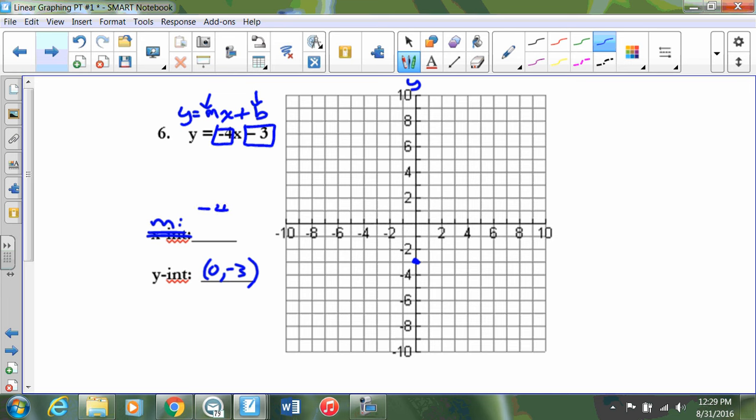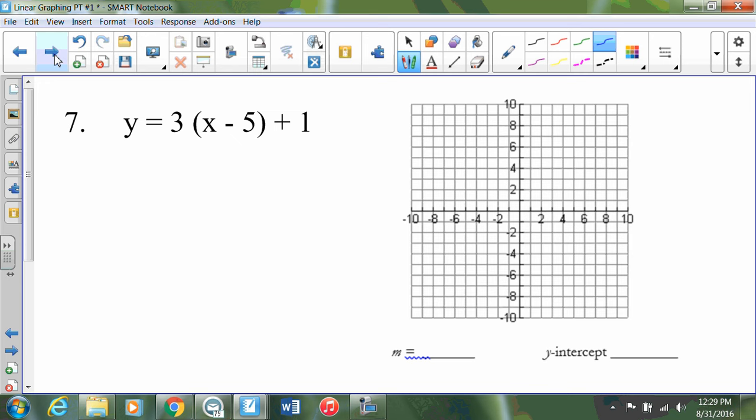Once again, a lot of people like to put that 1 underneath when they're given a whole number slope, because then it reminds them to run. So we go from our y-intercept point and we go down 1, 2, 3, 4, and we run over 1 to the right. There are our 2 points. There we go.